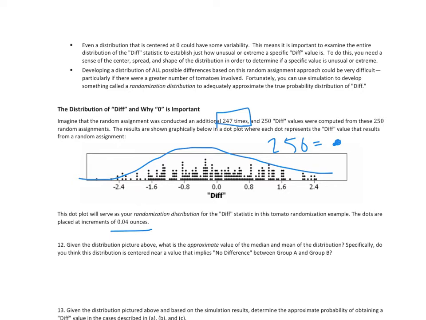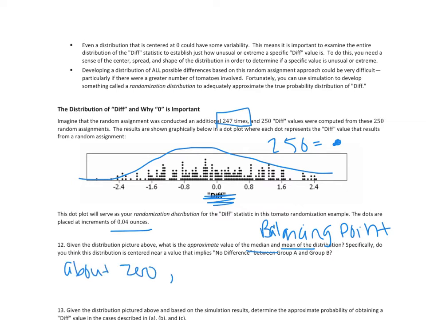So it says, given the picture above, what is the approximate value of the median and the mean? Remember, this is the balancing point of the distribution. So that kind of seems to be around 0. So we would say about 0. And does it imply no difference? Yes. It implies no difference because it's close to 0.